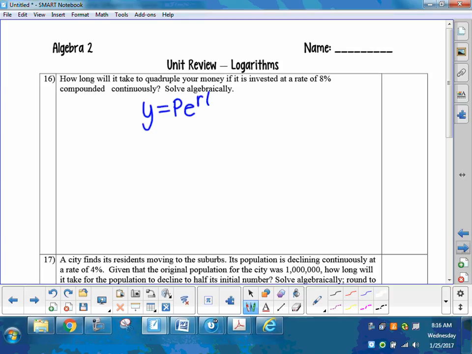Now, this is the part that I always find so comical, because people go, well, wait a minute. I don't know what the initial amount is, nor do I know what the end amount is, right? Guess what you do? Make them up! And let's pick some easy numbers.